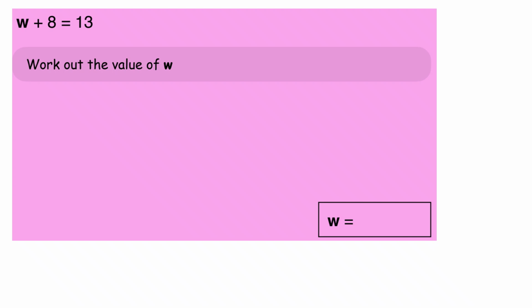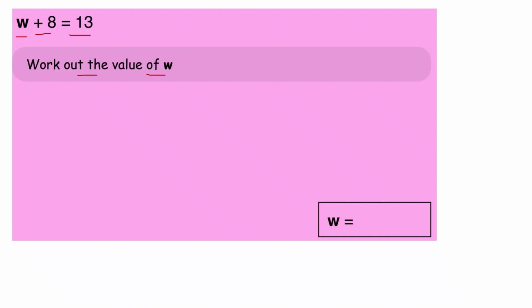Okay, folks, in this video lesson, we're looking at two examples for solving a one-step linear equation. So an introduction type video on solving equations. So in the format here of a letter plus a number equals a number, or a letter minus a number equals a number. So this first one, we've got w, which is our variable, plus 8 is equal to 13. Work out the value of w.